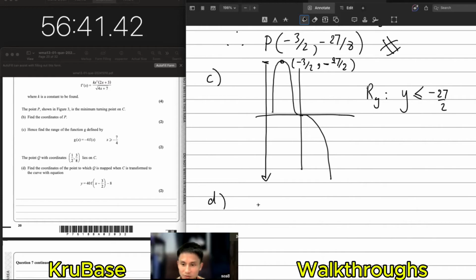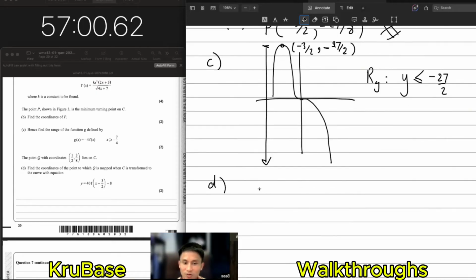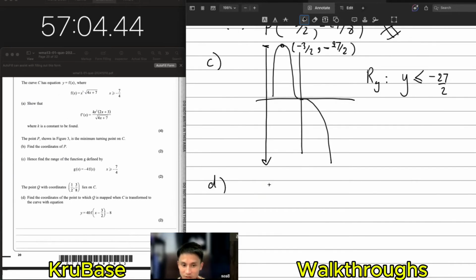Okay. So transform with that equation. What does it do to the X? From f(x), you have this moving X by 3, multiplying the Y by 40, and moving up by 8. Moving X by 3 over 2, sorry. So you're going to have that plus 3 over 2 for the X.